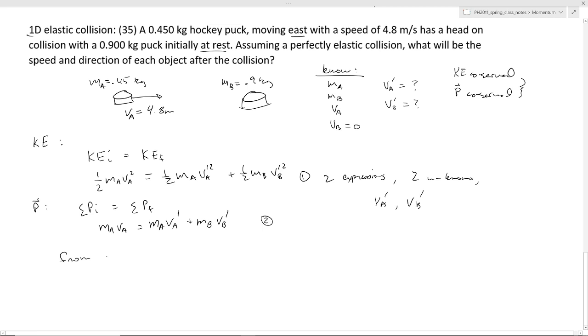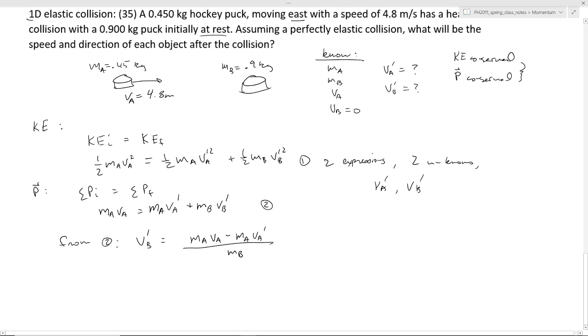So what is VB prime in terms of this stuff? We're going to have MA VA minus MA VA prime divided by MB. Okay. And then we can substitute that in to 1. See what happens here. So what's that going to look like?